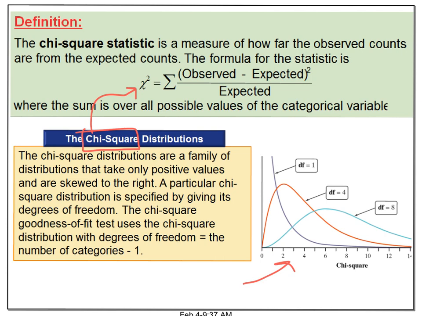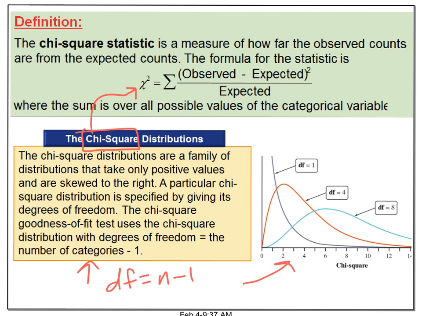The degrees of freedom is described right here. It takes on a little bit different meaning. It's now the number of categories you have minus 1. Number of categories minus 1. And you can see the distribution seems to take on less and less of a right skew the more categories you have.